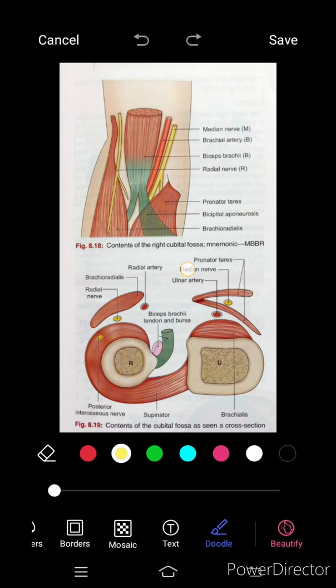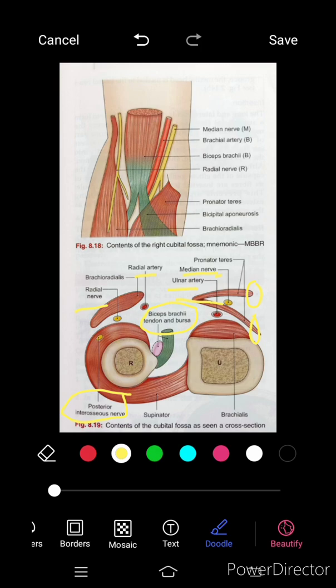So, the contents of the cubital fossa are median nerve and the brachial artery here is divided into the radial artery and ulnar artery. Next one is the biceps brachii, tendons and bursa, and then the radial nerve. The radial nerve gives off branch known as posterior interosseous nerve, which pierces the supinator muscle. And here the median nerve leaves the fossa by passing between the two heads of pronator teres muscle.